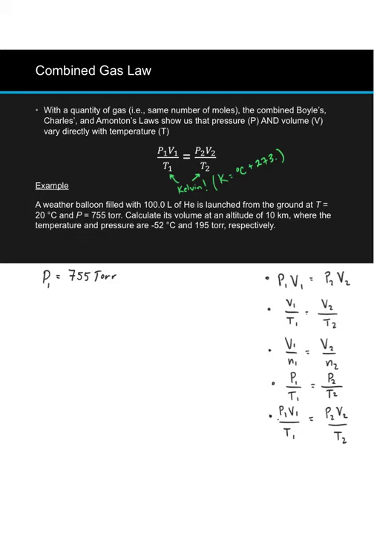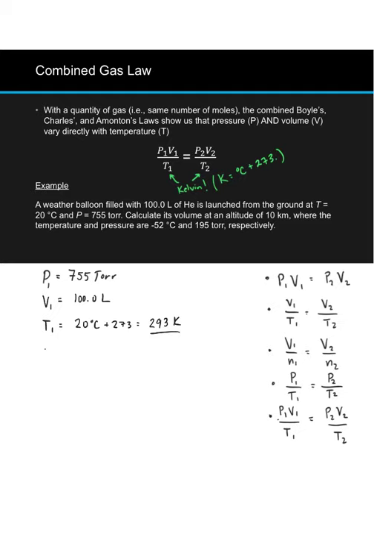P1 is 755 torr. This corresponds to an initial volume, V1, of 100 liters, and an initial temperature, T1, whose units I will convert. 20 degrees Celsius. I'll immediately add 273 because this isn't already in Kelvin to get 293 K.